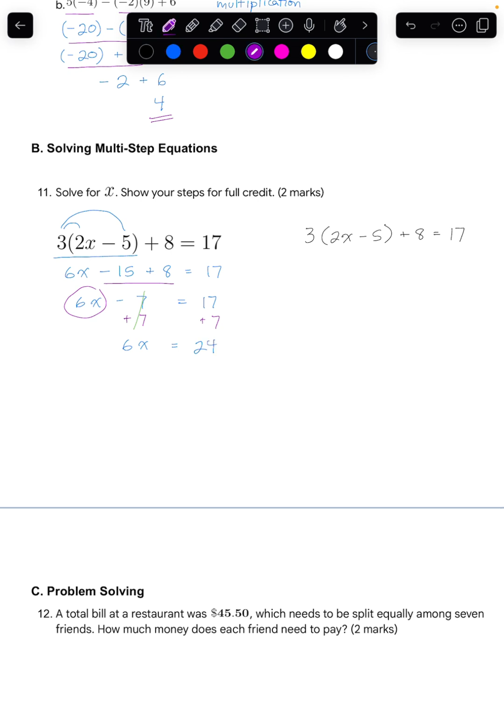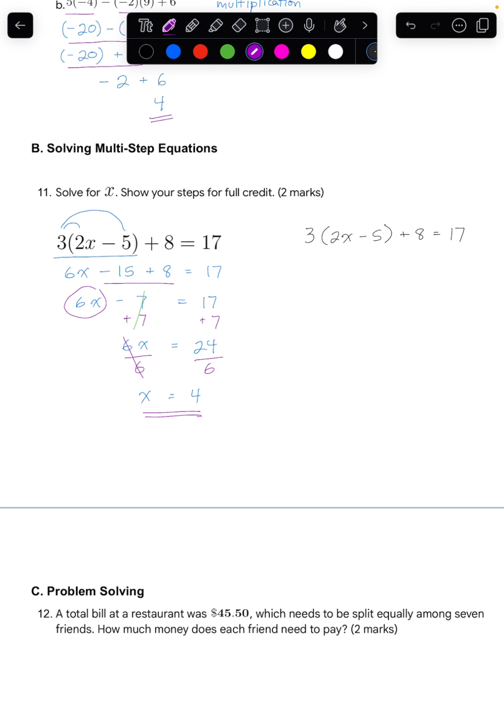We now isolate the x. We want to remove the 6 in front of the x. We divide it away. And so these 6 divided by 6 just turns into 1. We're left with 1x, or just x, is equal to 24 divided by 6, which is 4. And x equals 4 is our final answer. Good. Now that was the first method.